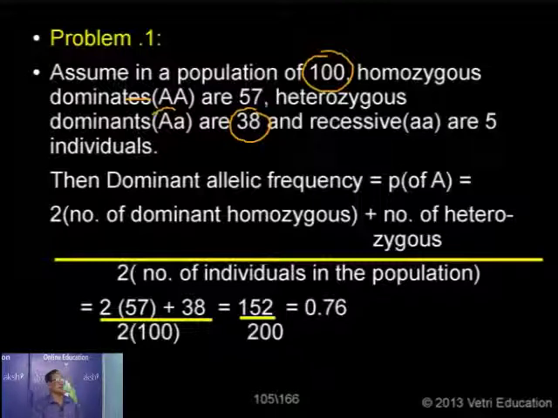How can you calculate the dominant genotype frequency? We have the formula. Then we can calculate the dominant allelic frequency, that is P of A, that is the dominant allele, which is nothing but the dominant gene frequency. So we can calculate the dominant allelic frequency, the dominant allele A, for which we are using the letter P. So there is a formula for that one: 2 into number of dominant homozygous plus number of heterozygous, divided by 2 into total number of individuals.